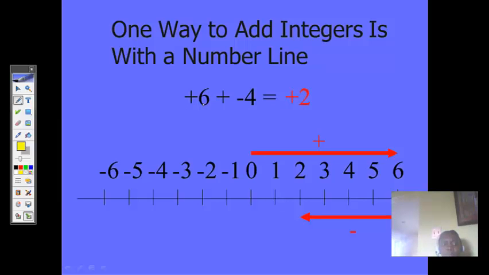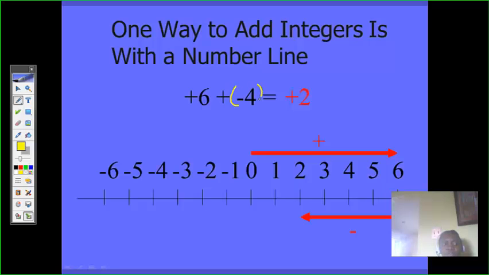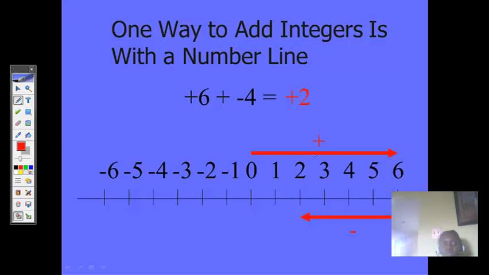Another thing to remember is whenever you see, this should be in parentheses, a plus and a minus, you can think of it, let me rewrite this. So if we have 6 plus negative 4, another way you can do it is think of them as plus and minus, turn this into a negative. So this is technically 6 minus 4. A plus and a minus will give you a negative.